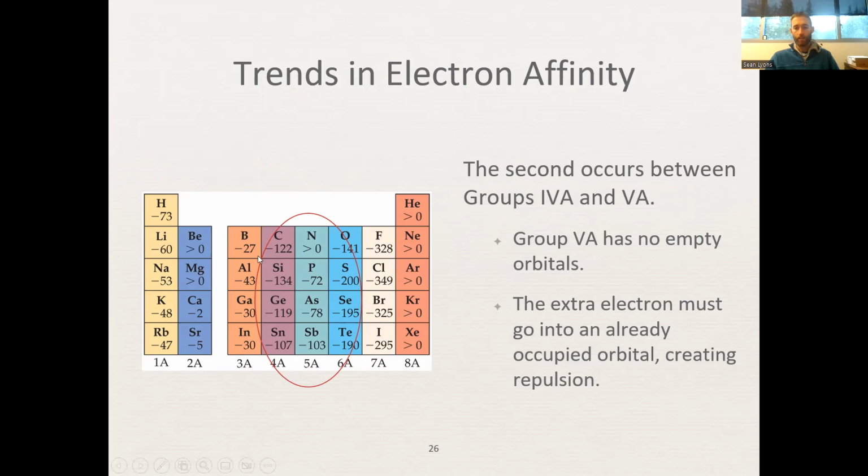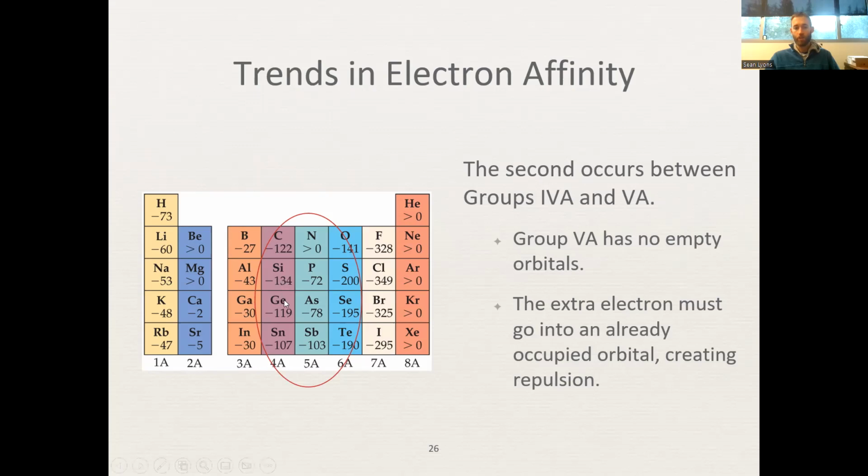So when we look at carbon to nitrogen, or silicon to phosphorus, germanium to arsenic, tin to antimony, we see that the numbers actually increase. So it becomes less negative, so it becomes more endothermic, or less exothermic, however you want to think about it. But the reason for this is, again, we're thinking about the orbitals.